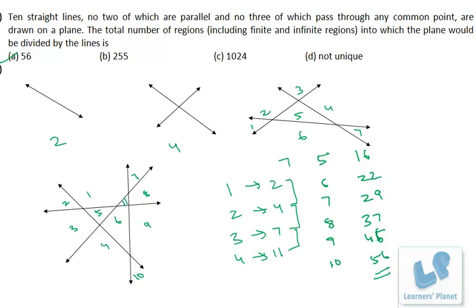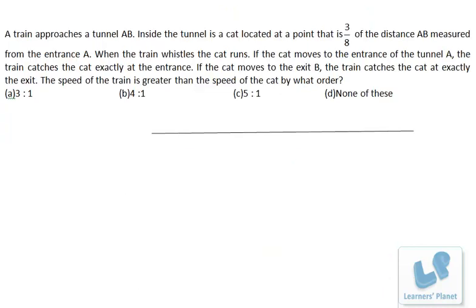Okay, I hope you are clear. Now friends, further we have a long story problem based on time, speed and distance. A train approaches a tunnel AB. Inside the tunnel is a cat located at a point that is 3 by 8 of the distance AB measured from entrance A. When the train whistles, the cat runs. If the cat moves to the entrance of the tunnel, the train catches the cat exactly at the entrance. If the cat moves to the exit B, the train catches the cat exactly at the exit. Now we have to find out the ratio of speed of train and cat.